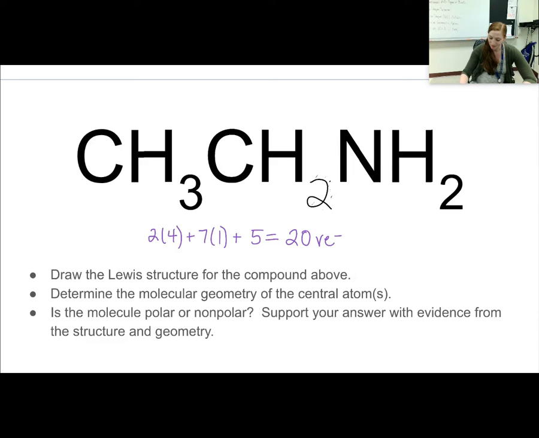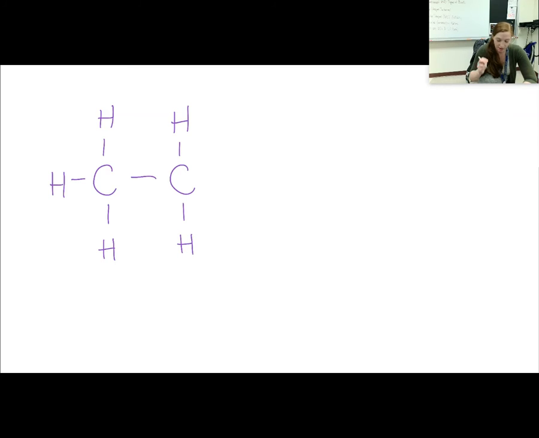I'm running out of space here, so I'm going to add a new page to do this. I'm going to use the formula's structure and how it's written to help me out. CH3 tells me I'm probably going to have a carbon with 3 hydrogens attached to it, followed by a carbon with 2 hydrogens attached to it, followed by nitrogen with 2 hydrogens attached to it.